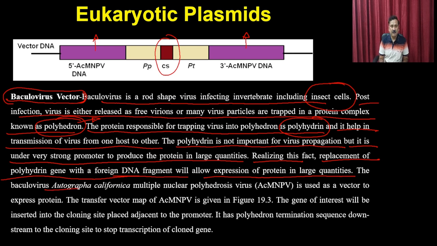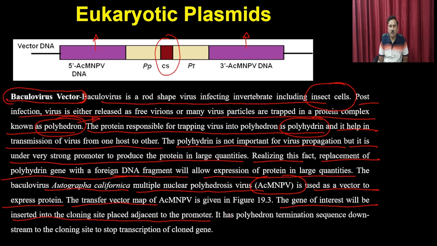The baculovirus Autographa californica multiple nuclear polyhedrosis virus, or AcMNPV, is used as a vector to express proteins. The transfer vector of AcMNPV is given here. The gene of interest will be inserted into the cloning site placed adjacent to the promoter. It has polyhedrin termination sequences downstream of the cloning site to stop the transcription of the cloned gene.